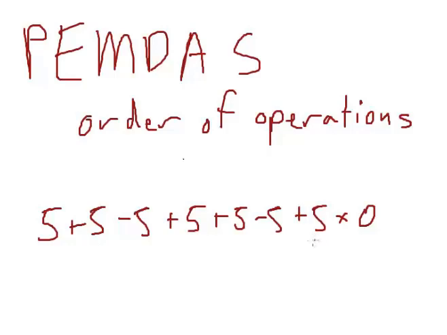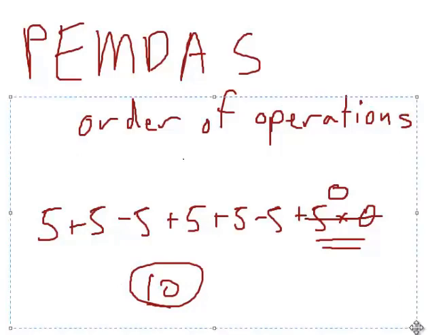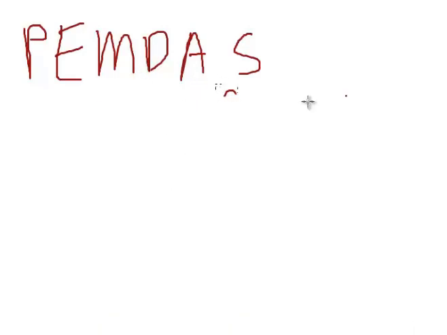That's not the answer, because in the order of operations, multiplication comes before addition. So when you're doing this problem, the first thing you would do is the 5 times 0, which gives you a 0. And then you would do all the additions. So you'd have plus 5, which is 5, minus 5 is 0, plus 5 is 5, plus 5 is 10, minus 5 is 5, plus 5 is 10. So the answer would actually be 10 in this case. That's just the order of operations: when you have a whole bunch of these, what do you do first?